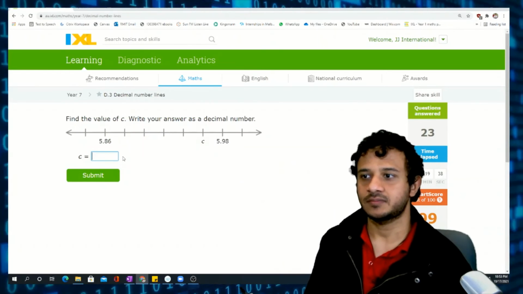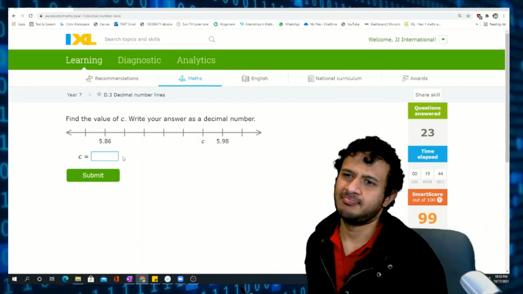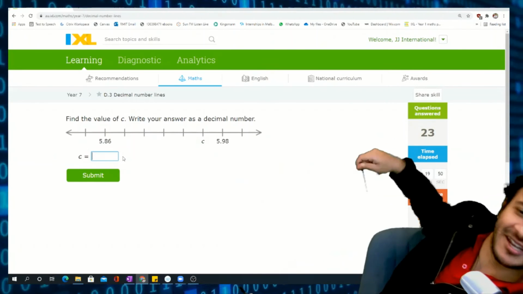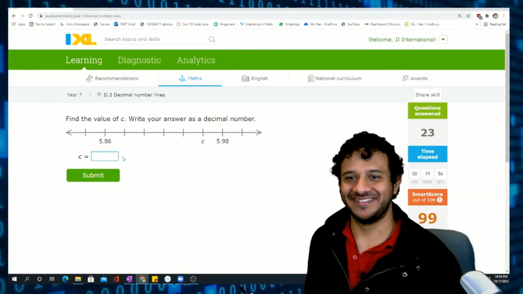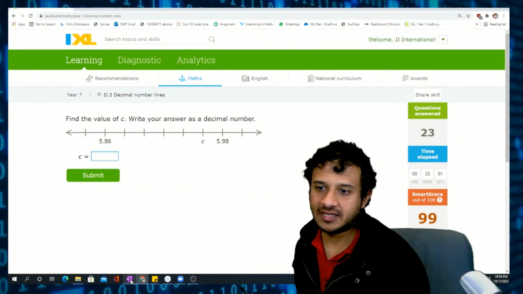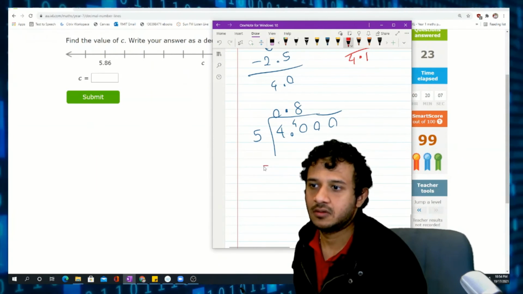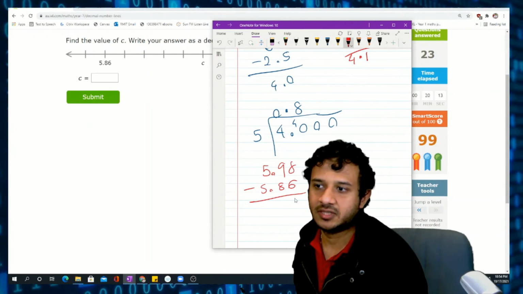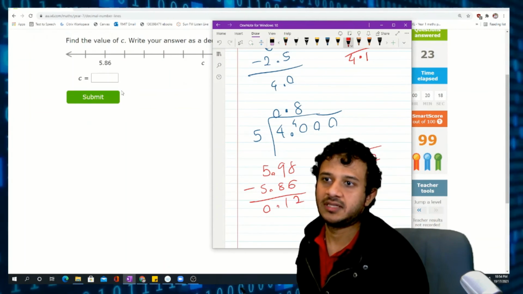Now this one. I have a guess, but I don't want to risk it because this is the last question. You don't want to get it wrong at 99, right? So let's make sure that we get the answer totally correct. So from 5.86 till 5.98, the higher value is 5.98 minus the starting value 5.86. Do the take aways, 0 and 1 and 0.012. That thing divided by how many gaps are there?